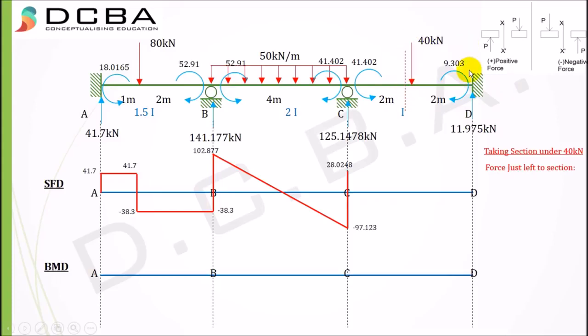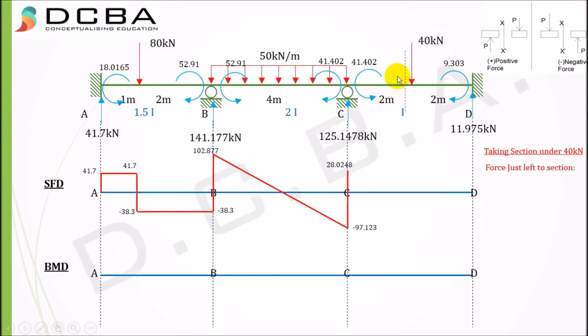You could have taken the right part of the section anywhere, right? Starting from right here, you could have taken the right part of the section. Whichever is easier for you, you consider that way. So when I reach here, the right part of the section seems much easier because there are only two forces, but the left part has many other forces.